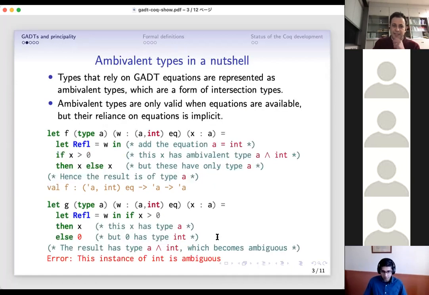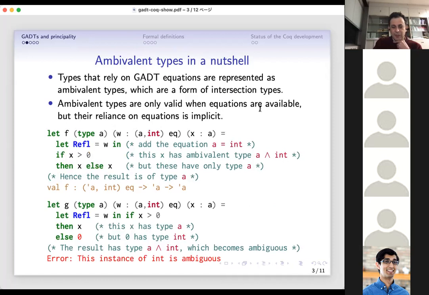So how does this work technically? The idea is that types that rely on GADT equations are represented as ambivalent types, which are a form of intersection types. But the point is that ambivalent types are only valid when equations are available. The reliance on the equation is only implicit. But this means that in particular, you cannot have ambivalent types at top level. They would automatically become ambiguous and turned into errors.